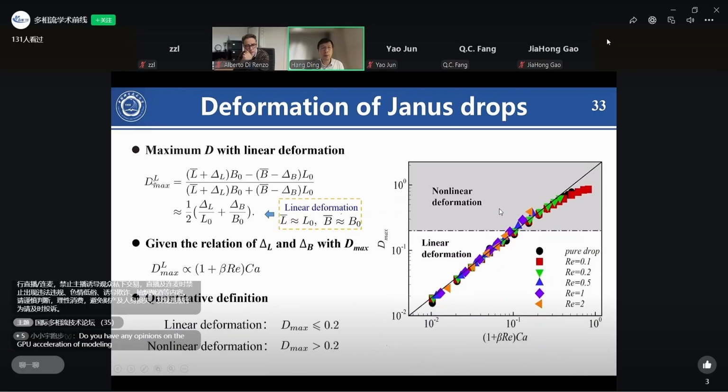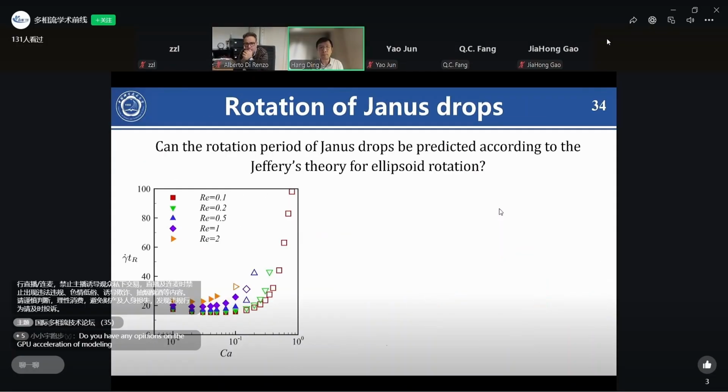First of all, we put this into the relation of the delta L and delta B. We also have this linear relation here. Then we put all the data here. Then we can find that when we have the linear deformation, D maximum must be less than 0.0 here. Otherwise we have nonlinear deformation here. All this shows how the general droplet deforms in shear flow.